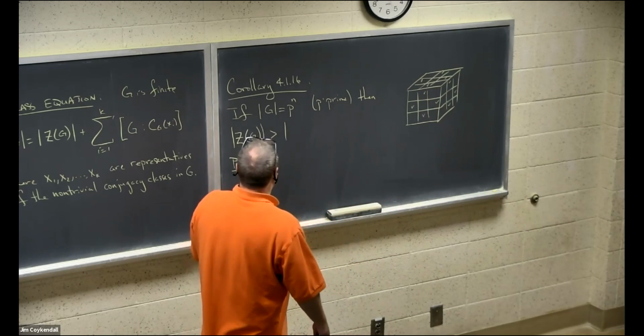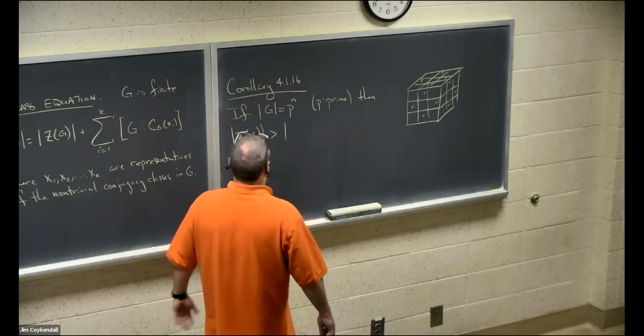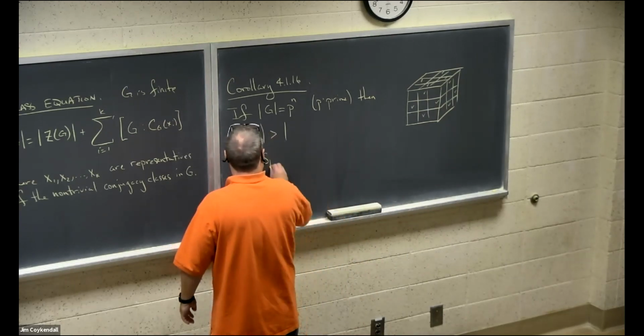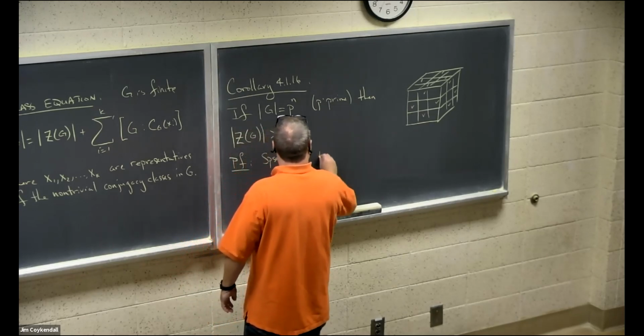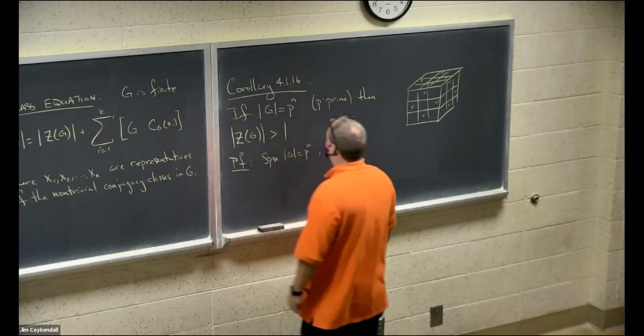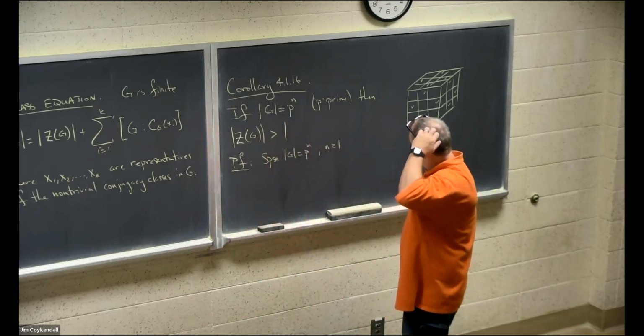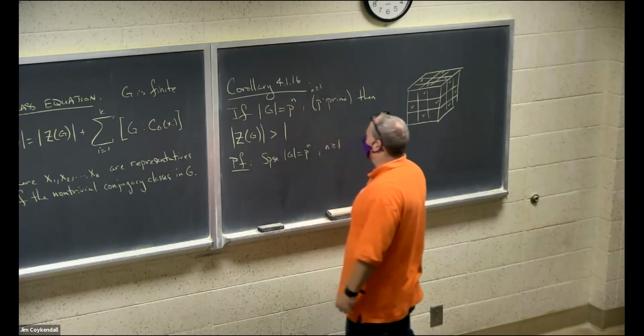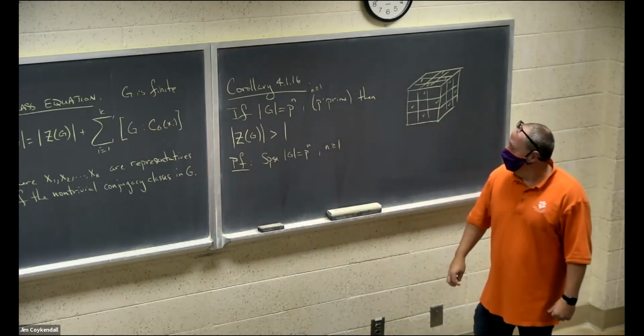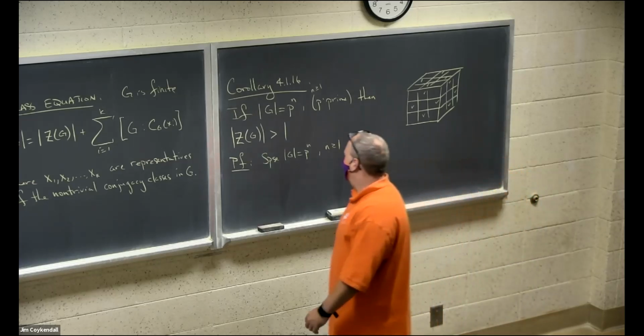Proof. Suppose the order of G is P to the n. Here we'll set it in as 1. I guess I should have written that in a corollary. Look at the class equation.